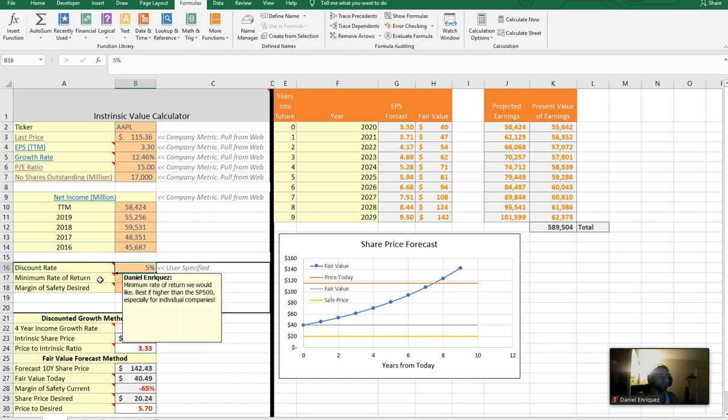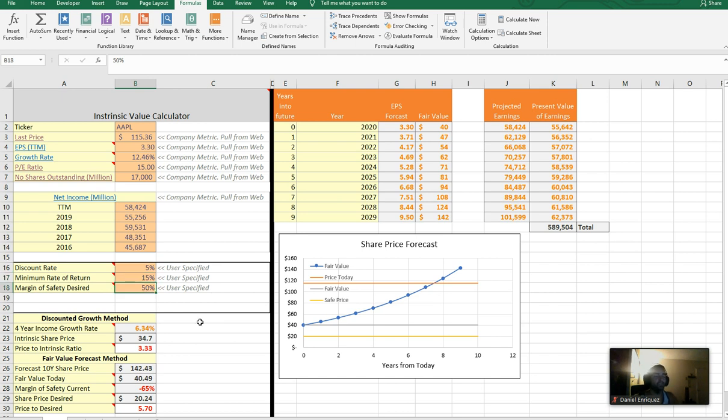The minimum rate of return is going to go here. So if you're investing in one stock, you definitely want your minimum rate of return to be higher than that of the S&P 500 because you're taking a bigger risk by putting all your eggs in this one basket. So you're going to want to use a minimum rate of return of 15%, which is roughly double the S&P.